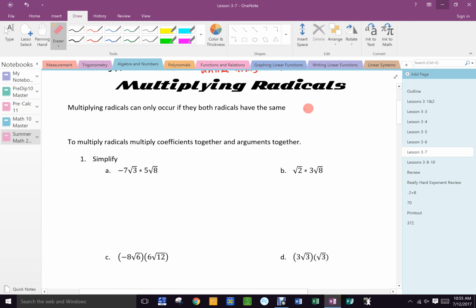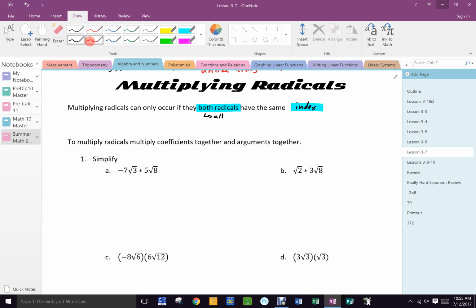Multiplying radicals. I can only multiply radicals if they... Now, when I say both radicals, what I really mean is all. But we start with only two terms, right? All the radicals have to have the same index. Okay? Everybody with me?